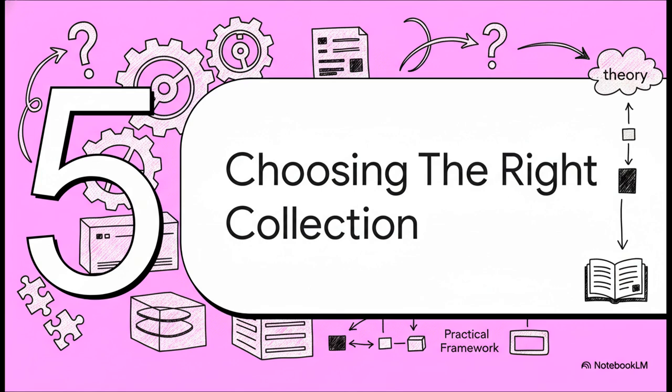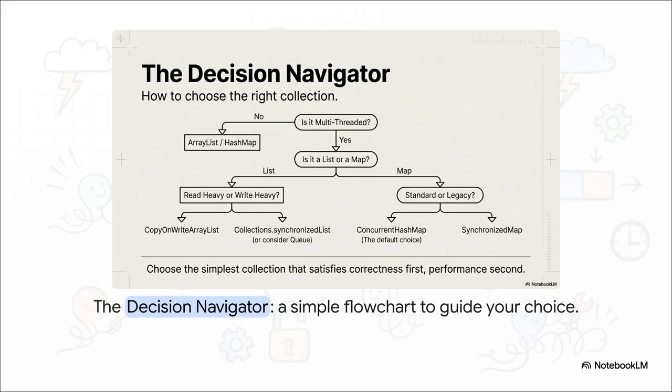All right, enough theory. Let's make this really practical. Think of this as your guide. The first question you always ask is: is this going to be touched by more than one thread? If the answer is no, just keep it simple. Use a regular ArrayList or HashMap. If yes, then you ask, is it a list or a map? For a list, you've got to know if it's mostly reads or if there are a lot of writes. For a map, honestly, you're almost always just going to default to ConcurrentHashMap.